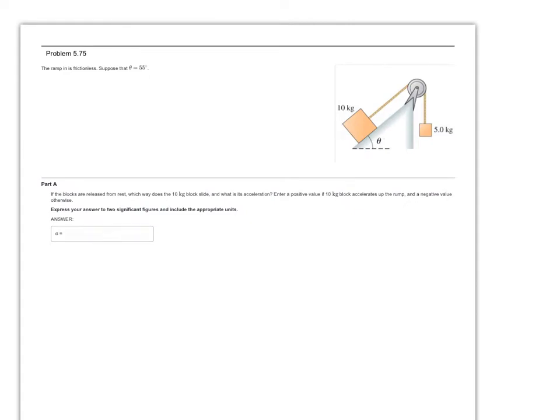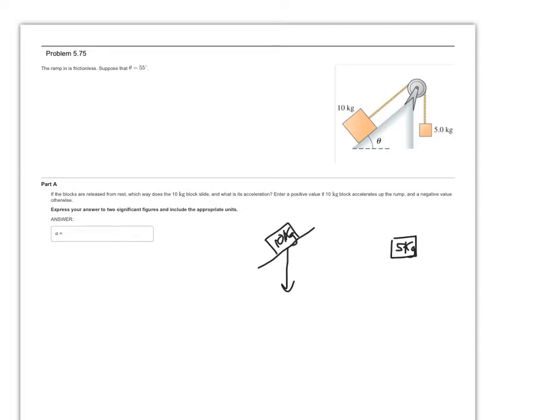Okay, moving on to this next one. We have 2 blocks connected by a rope once again. One's sitting on an incline in this case. We want to know, if the blocks are released from rest, which way does the block slide, and what is the acceleration. I'm going to start by identifying the forces I have here.